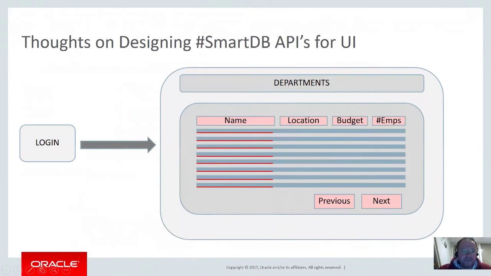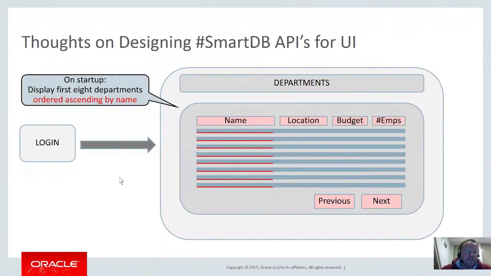What I have here is a screen that we need to develop, a very simple screen. Let's assume this is the first screen of our application page flow. So after some login process, we start our application, and the first screen displays departments. And let's assume that the logic will be that it displays the first 8 departments that are in the database, ordered ascending by name.